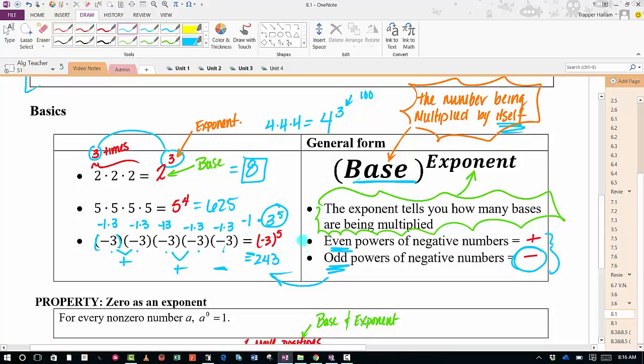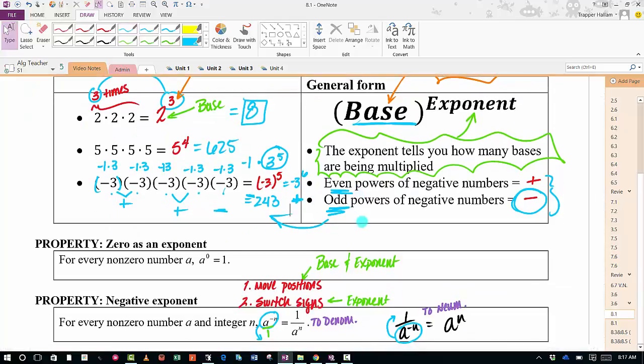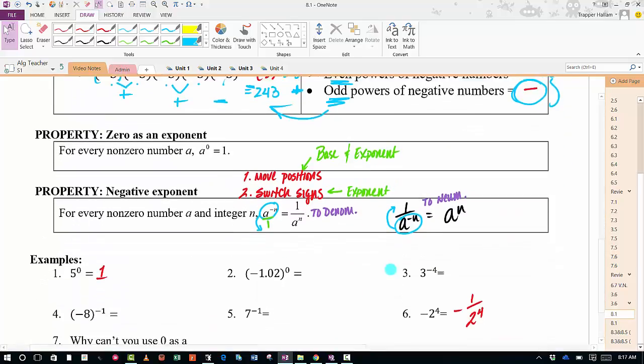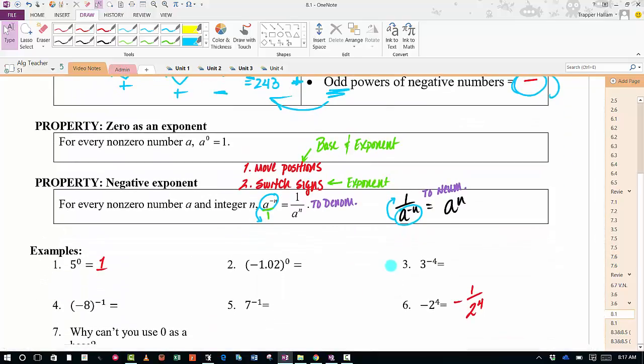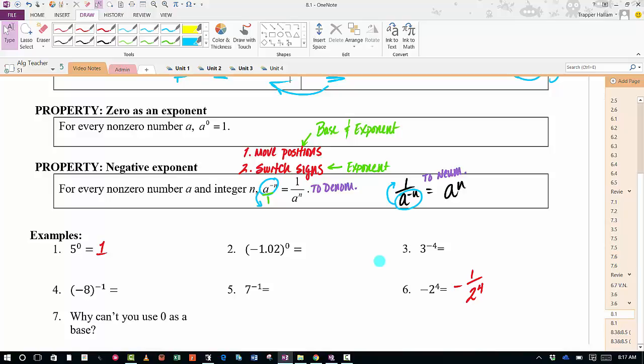So if we change this to -3 to the 6th, we'd get a different number, but it would be a positive number in the end. Okay, so you can see the odds make negative numbers, again, dealing with a negative base, and evens make positive numbers. All right, so that was how exponents work. Let's get to 2 actual properties here.